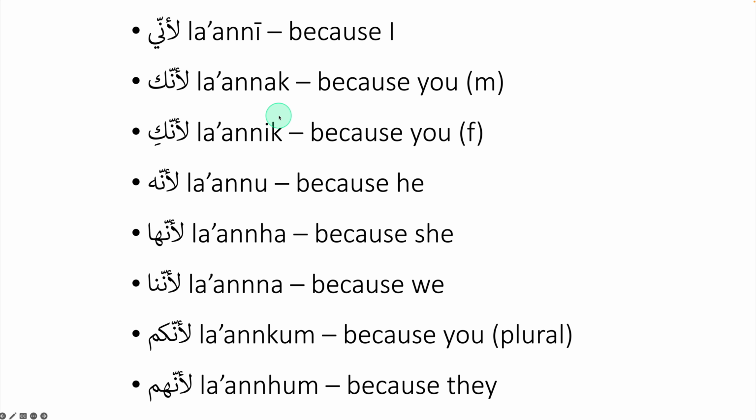And here are the object pronouns. So you would say لأني because I, لأنك because you, لأنك because you feminine, لأنه because he, لأنها because she, لأننا. So again, there are many N's there. Just pronounce one. You don't need to pronounce it لأننا. Just say لأنا. Join all of them together, and that's basically the rule in Arabic. Just pronounce once. لأنا because we, لأنكم because you group of people, لأنهم because they group of people.